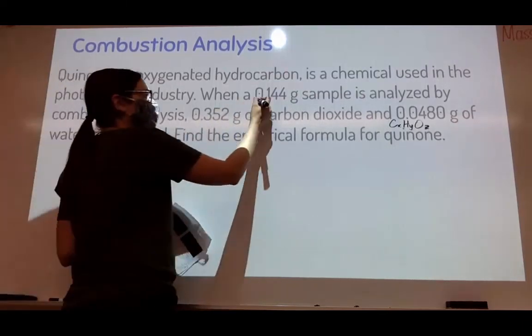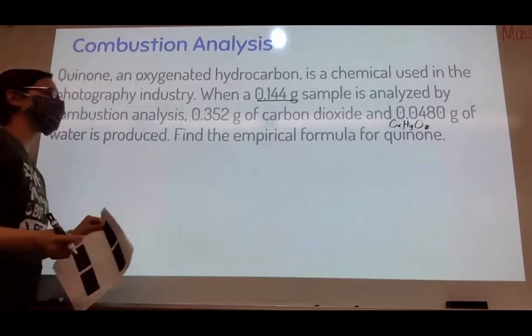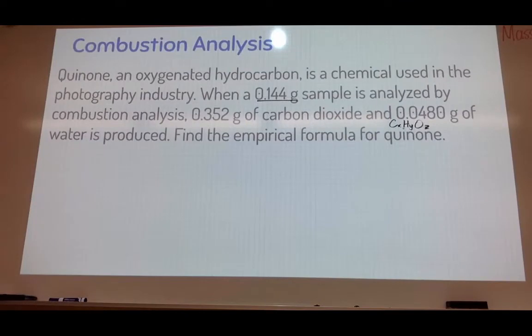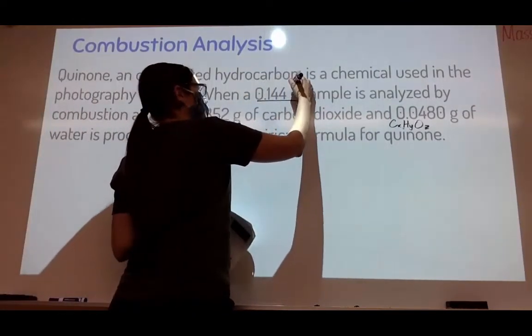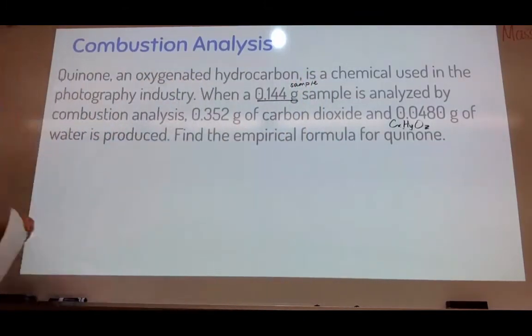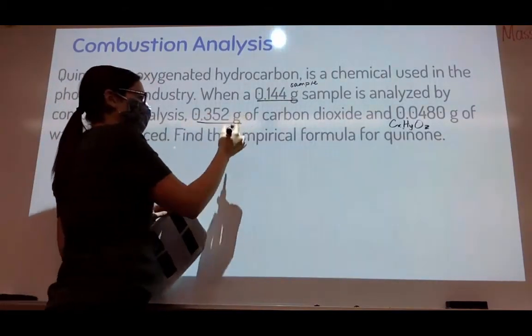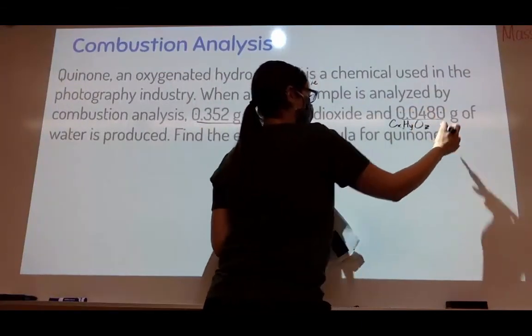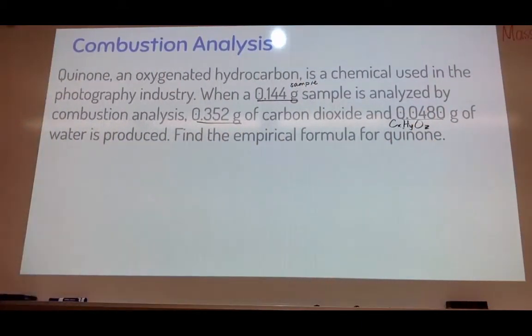When a 0.144 gram sample is analyzed by combustion analysis, so this is the sample mass, that is C and H and O, 0.352 grams of carbon dioxide and 0.0480 grams of water is produced. Find the empirical formula. Okay, so we're going to go through this step by step.